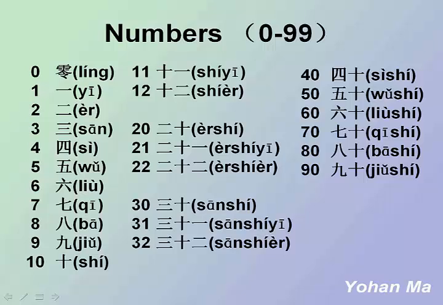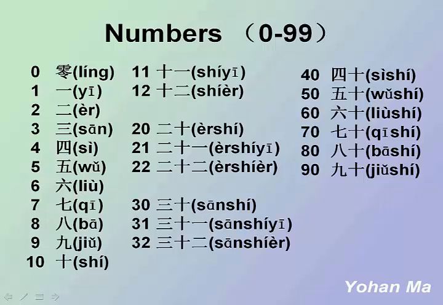0, 1, 2, 3, 4, 5, 6, 7, 8, 9, 10. After that, that's 11. In Chinese, that's 11. That's 10 and 1. It's 11.